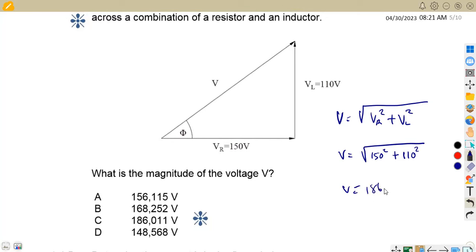So we're going to have 186.0107 and so on. Which, to 3 decimal places, is 186.011. So 186.011 is option C. So the best answer there is supposed to be C.